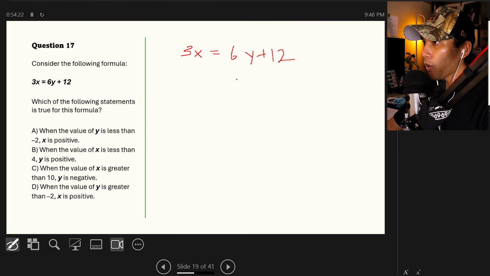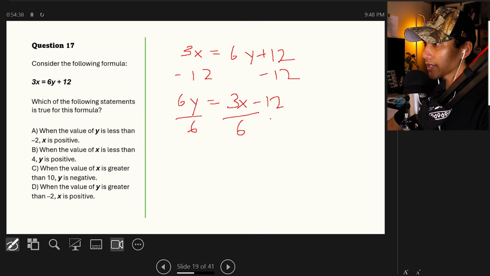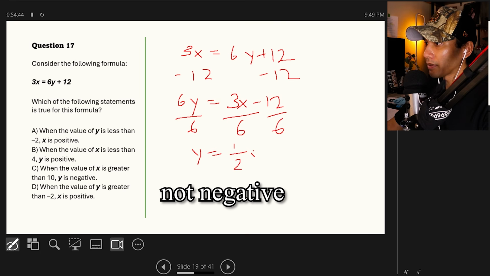We want to get that y, right? So I am going to minus 12, switch everything around, 6y equals 3x minus 12, divide by 6, divide by 6, divide by 6. We get y equals 1/2 x, and all I did was simplify, minus 2.